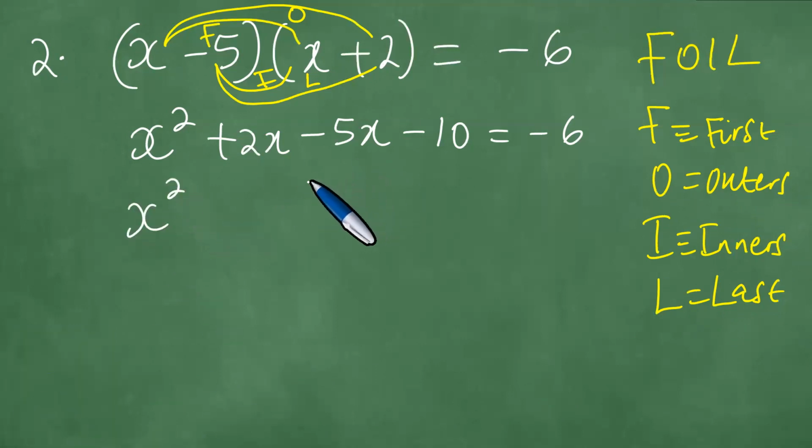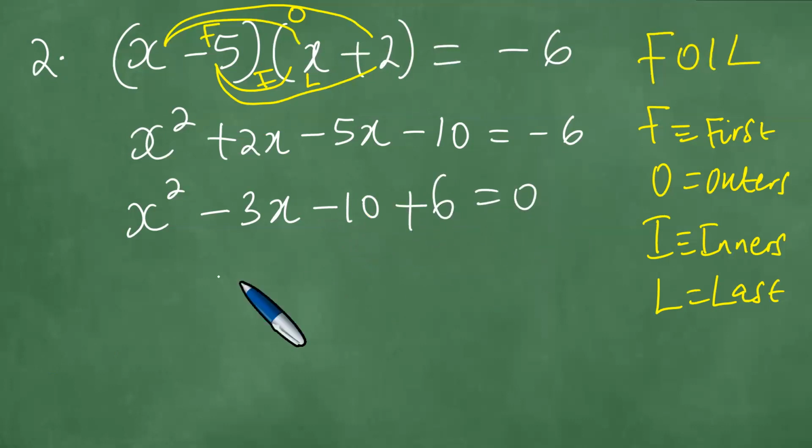What is 2x minus 5x, Pekhalelo? Negative 3x. I'm going to recap on addition and subtraction. This obviously is subtraction. Now what about minus 6? Minus 10. Now we transpose the 6 to the other side like this. What do you think minus 10 plus 6 is?